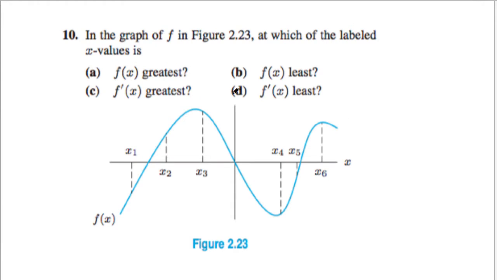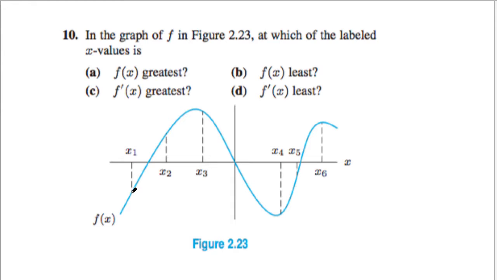For question number 10, we have A, B, C, and D parts. And we have 6 choices in x values at which to match to these. So the first part, A, says when is f of x the greatest? So on our graph, we will double check here. This blue line represents f of x. So we want to know when the value for f of x is the greatest.